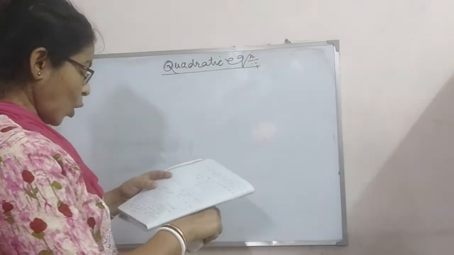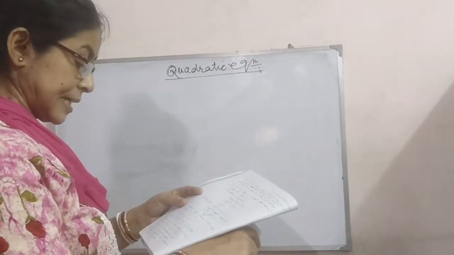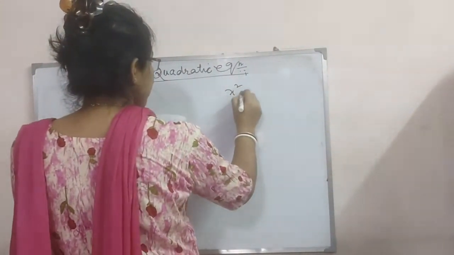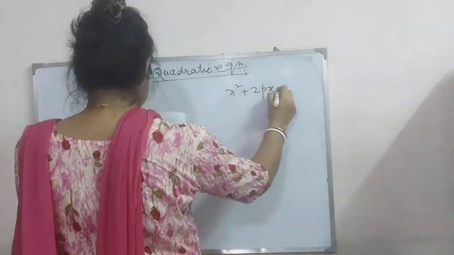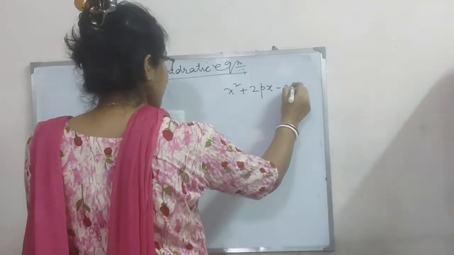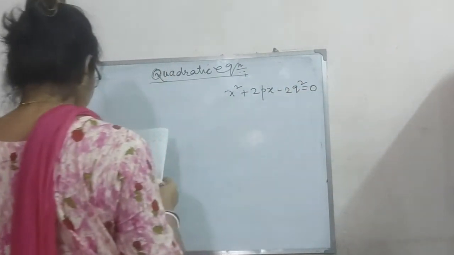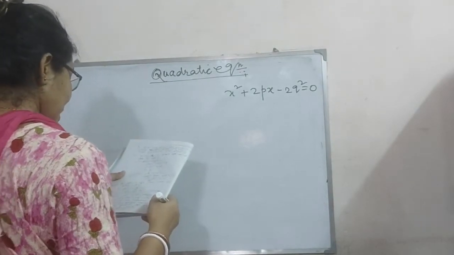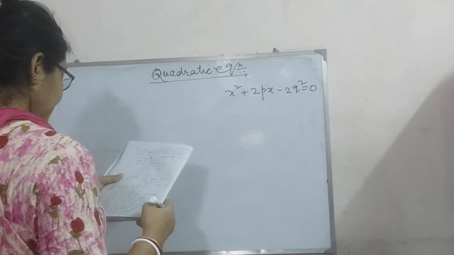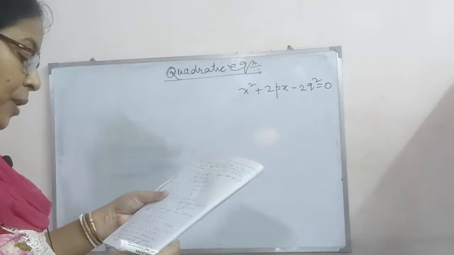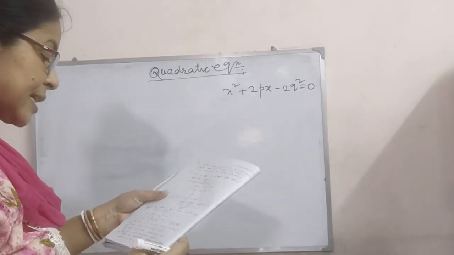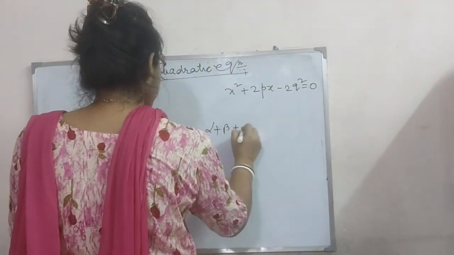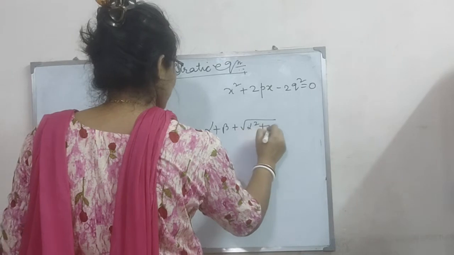I am starting long answer type question, sum number 6. If alpha, beta be the roots of the equation x square plus 2px minus 2q square equal to 0, where p, q are rational and p square plus q square is not a perfect square, form the quadratic equation whose one root is alpha plus beta plus root over alpha square plus beta square.